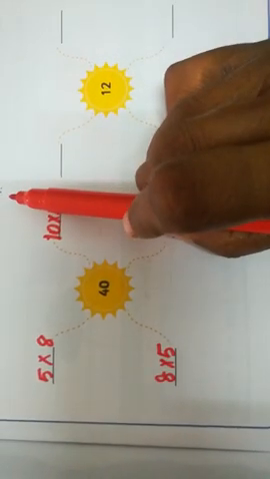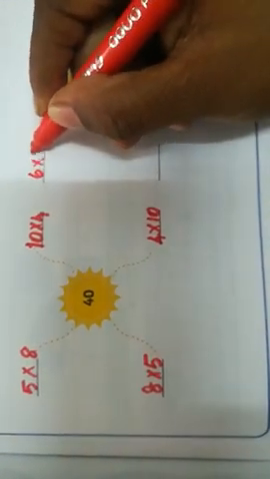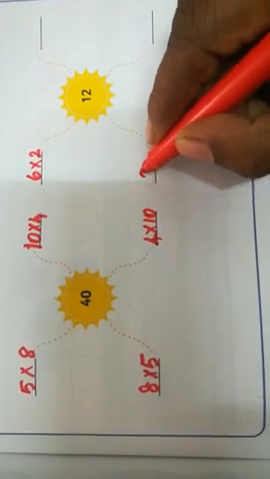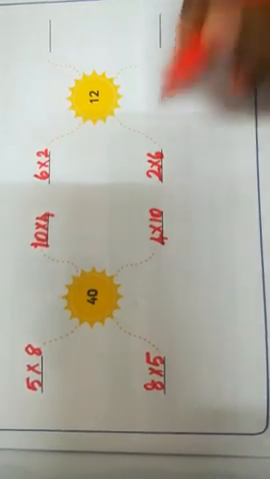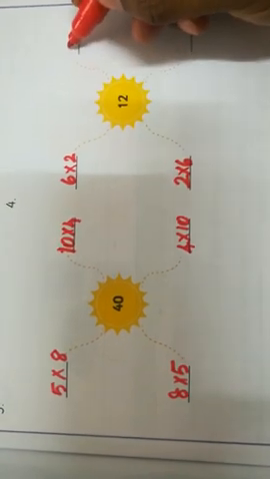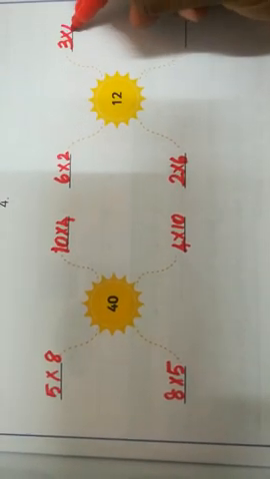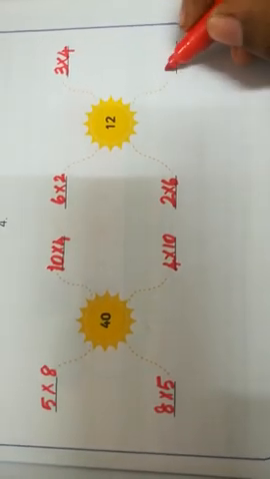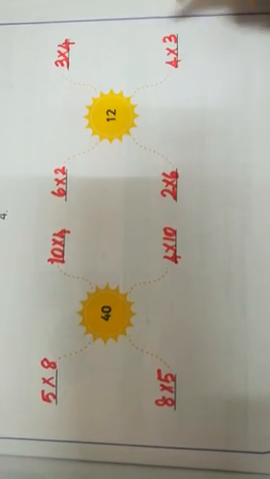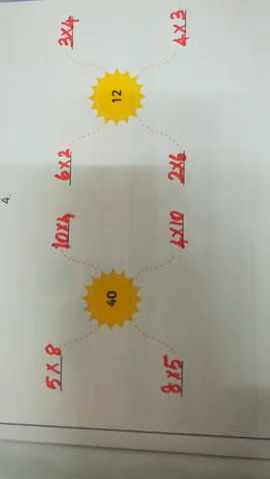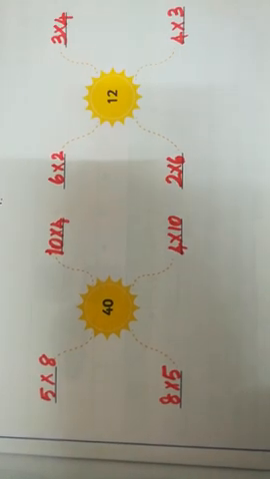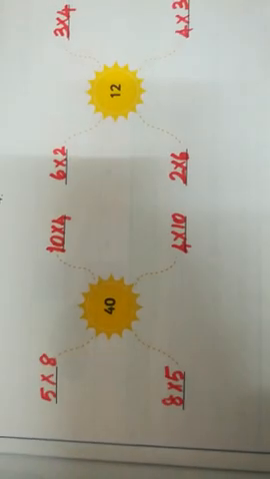For the fourth question, 2 6s are 12. We have to change the order. 6 2s are also 12. The other table will be 3 4s are 12. Then 4 3s are 12. This is the possibility of multiplication facts of one number.